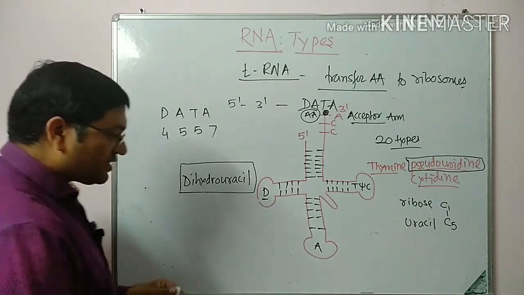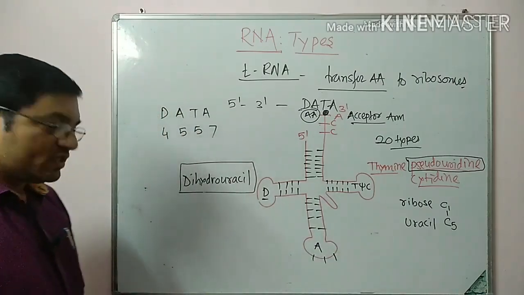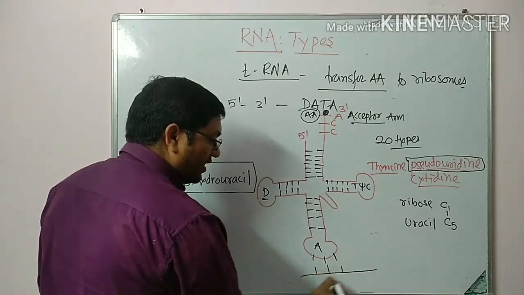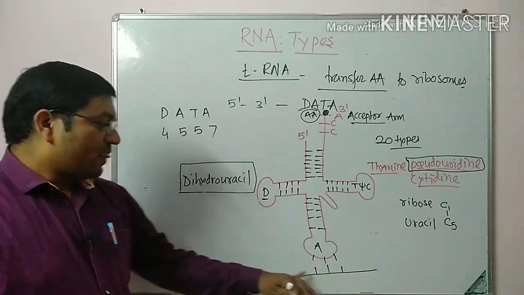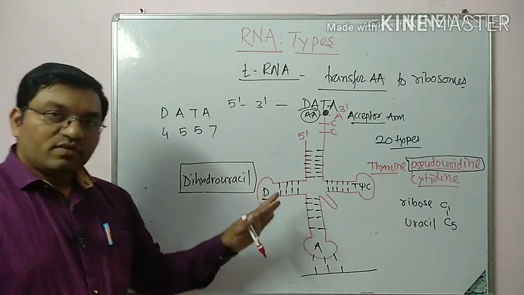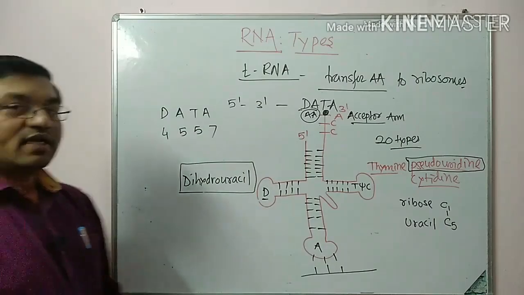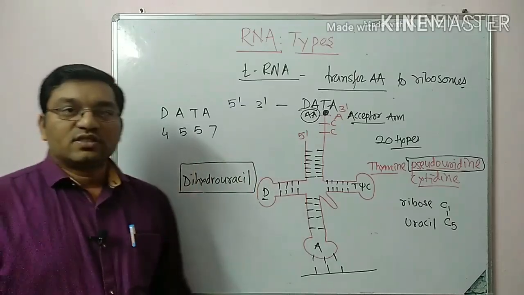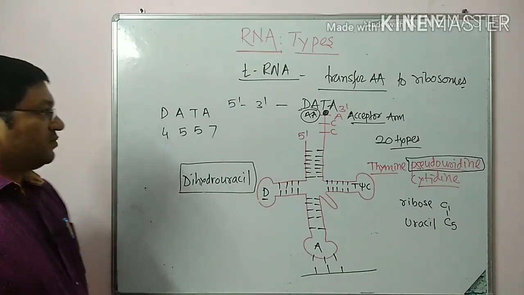And this is anticodon region, 1, 2, 3. The anticodon region attaches with the codons of mRNA, and after this attachment there is decoding of information. So transfer RNA is responsible for transfer of amino acid to the site of protein synthesis, that is ribosomes. So this is about the tRNA.